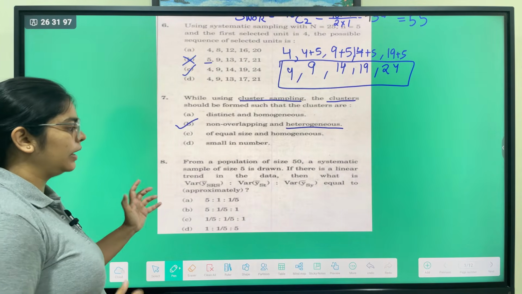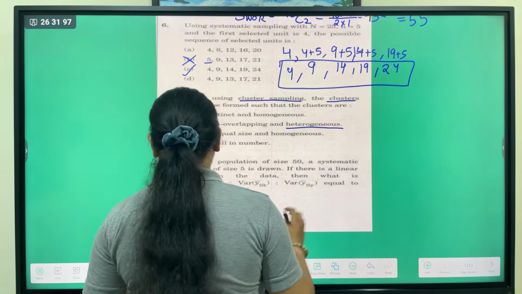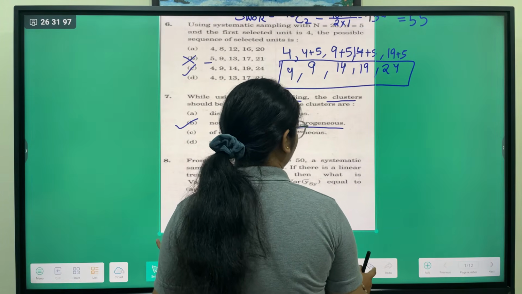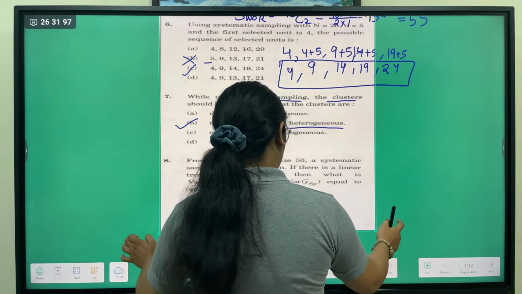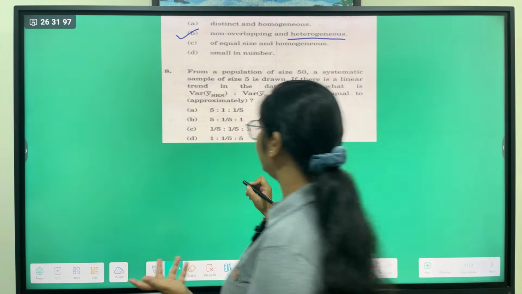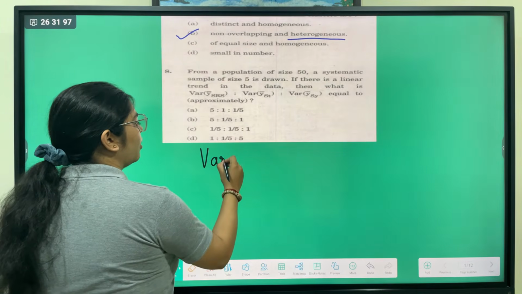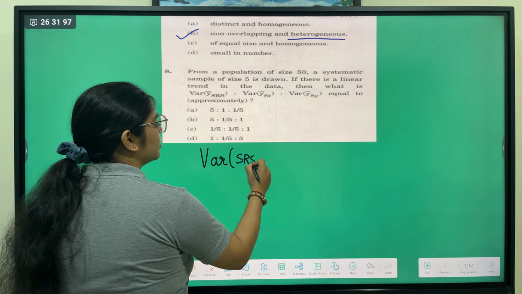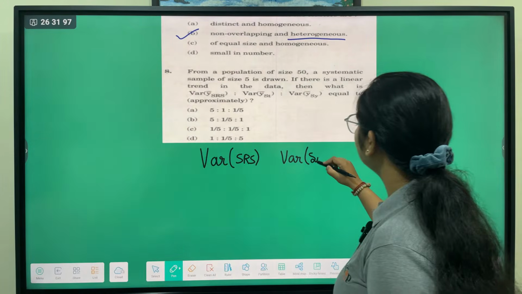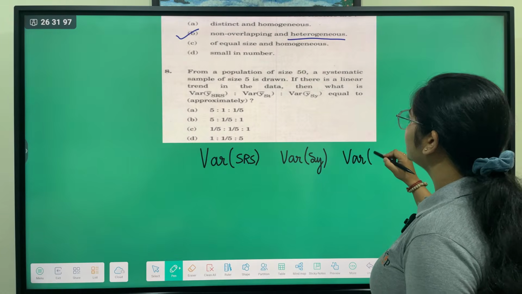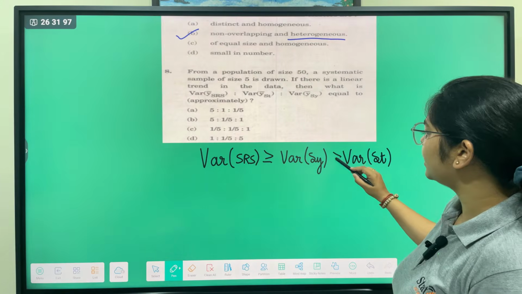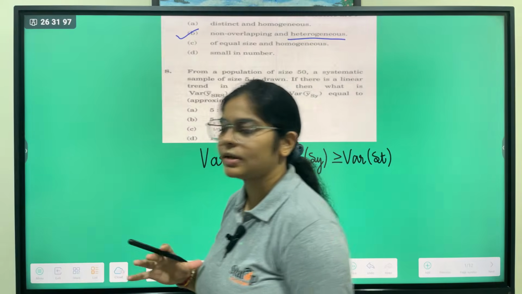Now moving towards the eighth question. Now we all should be aware of one result. One result in sampling is very important. When we compare variance of simple random sampling and variance of systematic sampling and variance of stratified random sampling, then variance of simple random sampling is the greatest and variance of stratified is the smallest among them all.